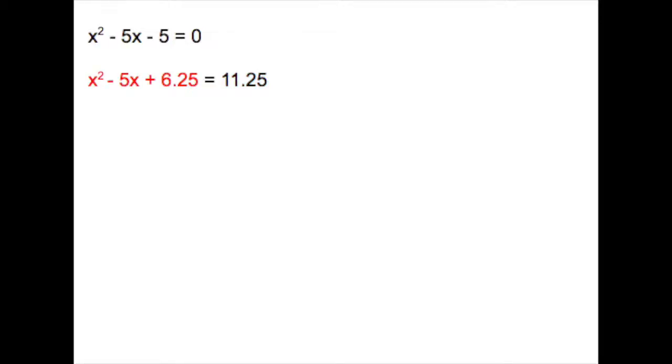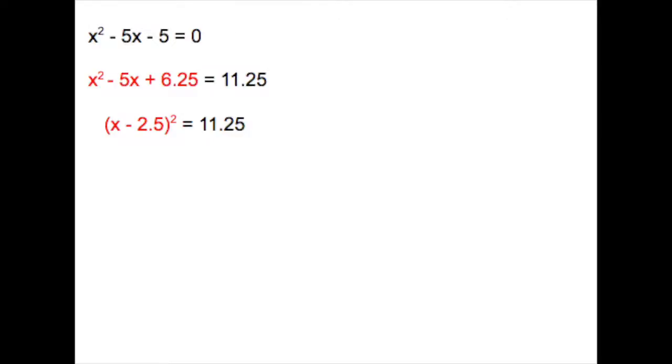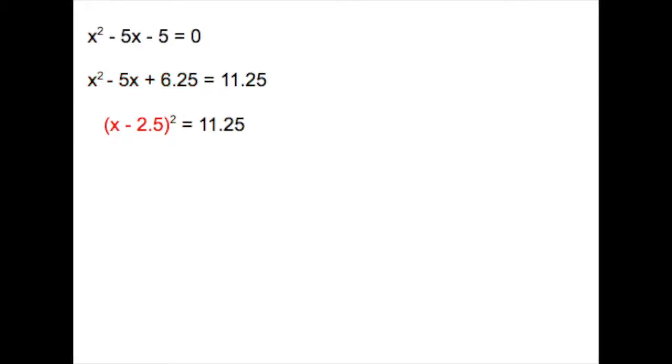Now that we have completed the square, the left side of our equation is a perfect square trinomial, and we can factor it as such. This would be x minus 2.5 squared. So our equation now is x minus 2.5 squared equals 11.25.